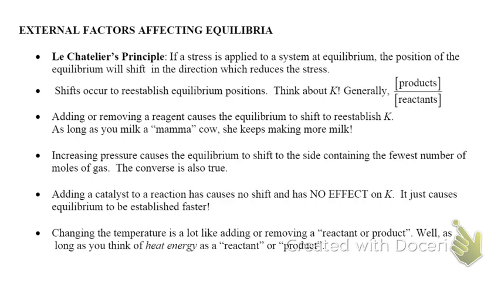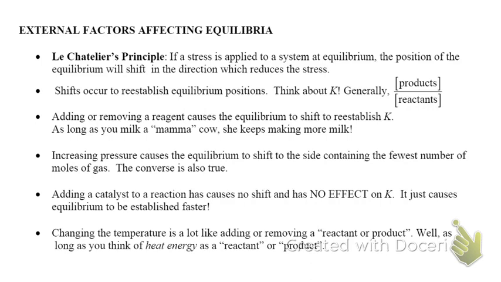Increasing pressure causes the equilibrium to shift to the side containing the fewest number of moles of gas. So you can't just say shift left or shift right on that one as a general rule. You have to look at which side of the equation has more or fewer moles of gas, and it'll shift according to that. It depends on which side has what number of moles of gas. Okay? Adding a catalyst causes no shift.